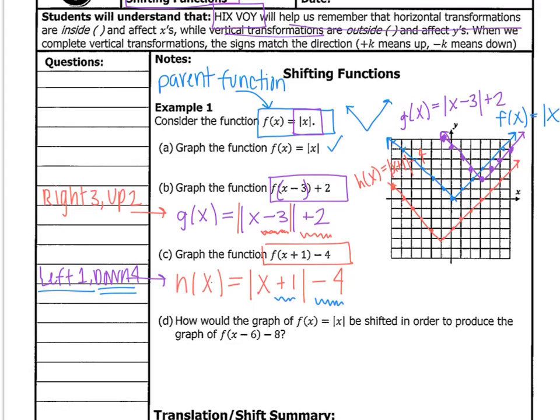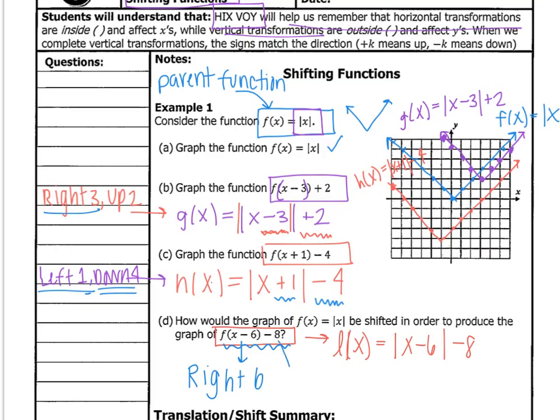So this next question says, how would the graph of f of x equals absolute value of x be shifted in order to produce the graph of f of x minus 6 inside the parentheses, minus 8? Now we could certainly transform this to a new function, L of x, absolute value of x minus 6 minus 8, and graph it and see what happens, but you can interpret what's happening to a graph just by looking at what's happening to the function. So we have a minus 6 on the inside. Remember, on the inside, it typically was taking us left or right, and it took us in the opposite direction. So this minus 6 on the inside is actually going to shift us right 6. Then the minus 8 on the outside follows the direction, so we go down 8.